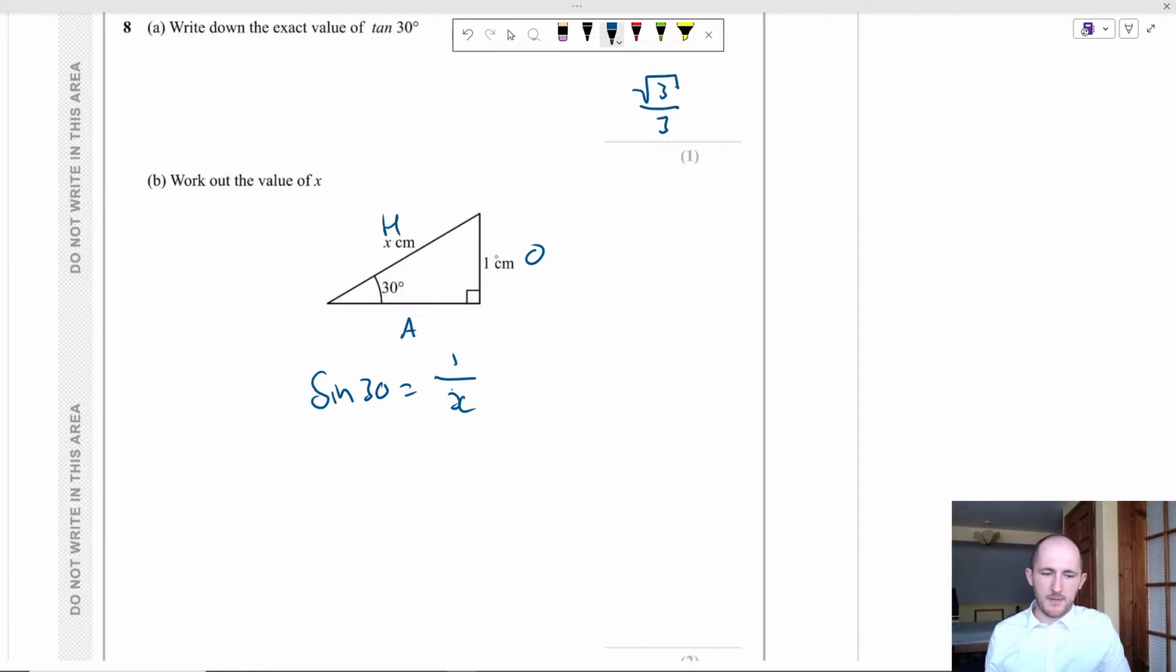Well, in fact, what might be easier is sine 30, work out what that is. So if you remember what sine 30 is, it's a half. So we get half equals 1 over x, which means x must equal 2, right? But in case you're not too sure, times both sides by x, you get a half x equals 1. Times both sides by 2, you get x equal to 2.